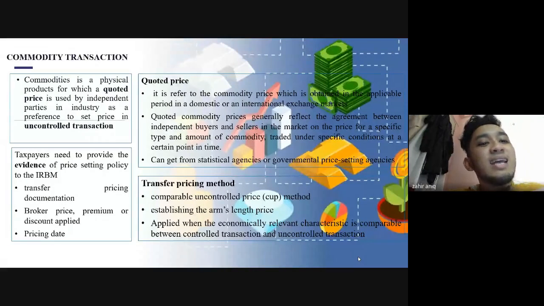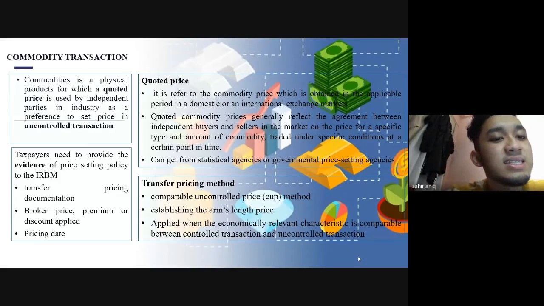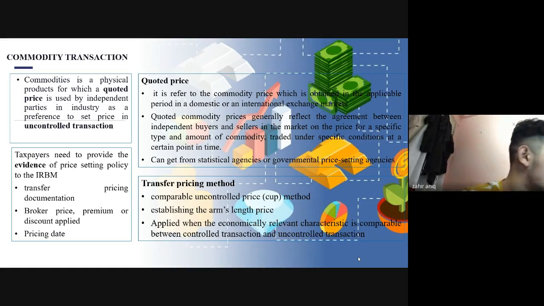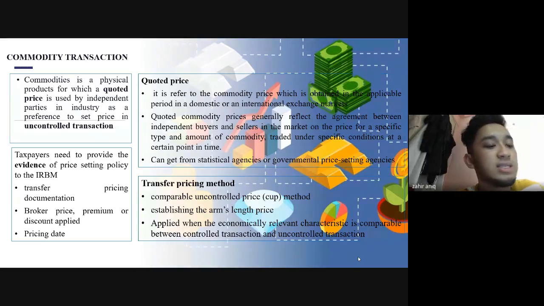So the CUP method is used to calculate the arm's length price. It can be applied when the economically relevant characteristics are comparable between the controlled and uncontrolled transactions. The economically relevant characteristics are the physical features and quality of the commodity, and the contractual terms of the controlled transaction, such as volume traded, period of the agreement, and terms of credit.